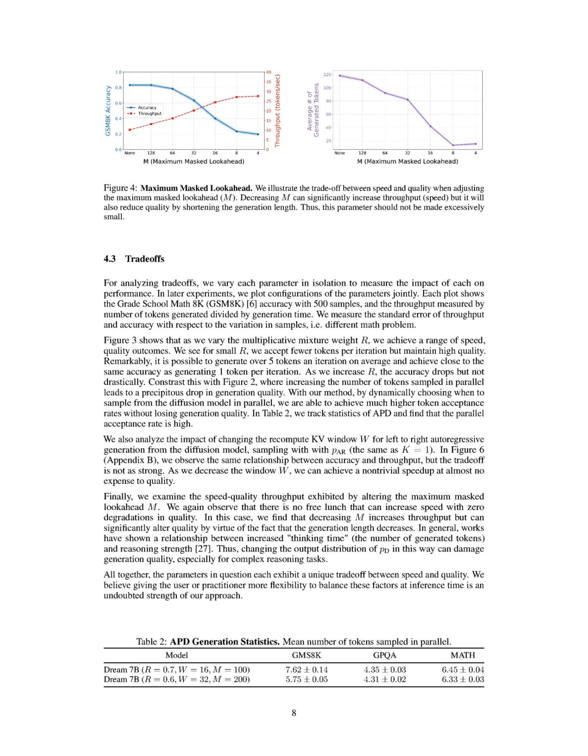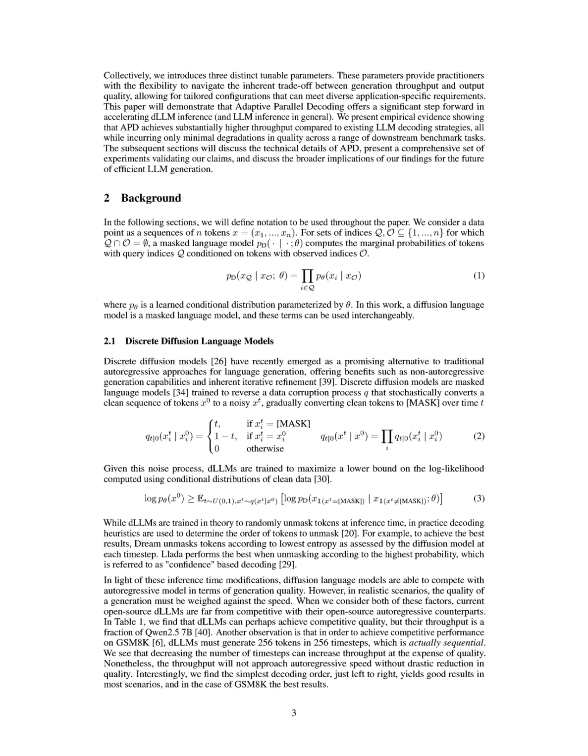Finally, the algorithm dynamically adjusts the number of tokens sampled in parallel, balancing speed and quality by accepting tokens until the first disagreement occurs, thus optimizing throughput while minimizing quality degradation. This process allows APD to achieve higher generation speeds compared to traditional methods while maintaining competitive output quality.